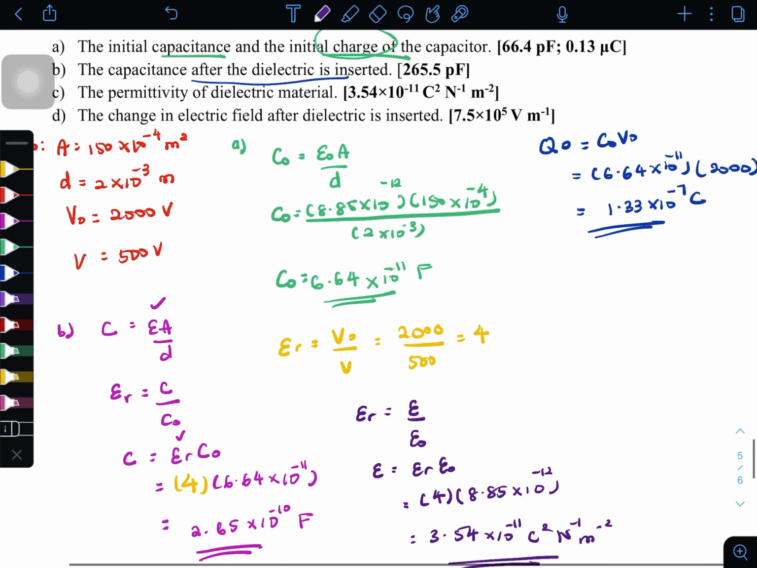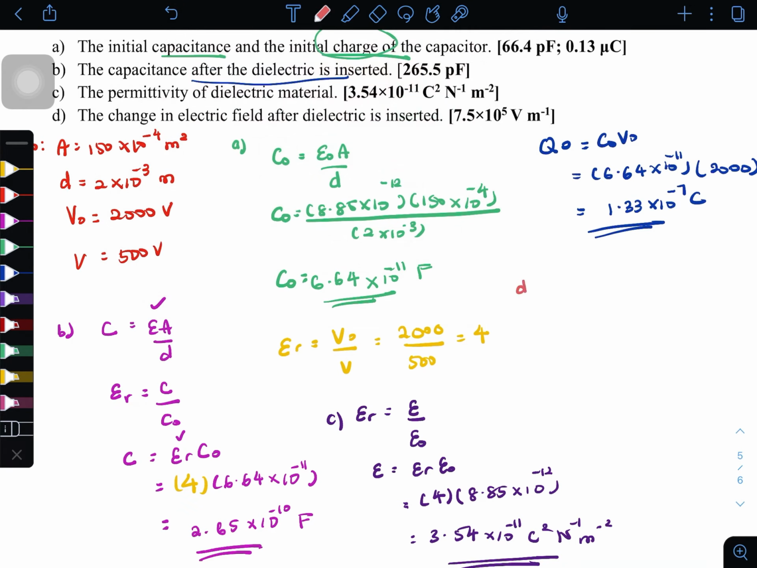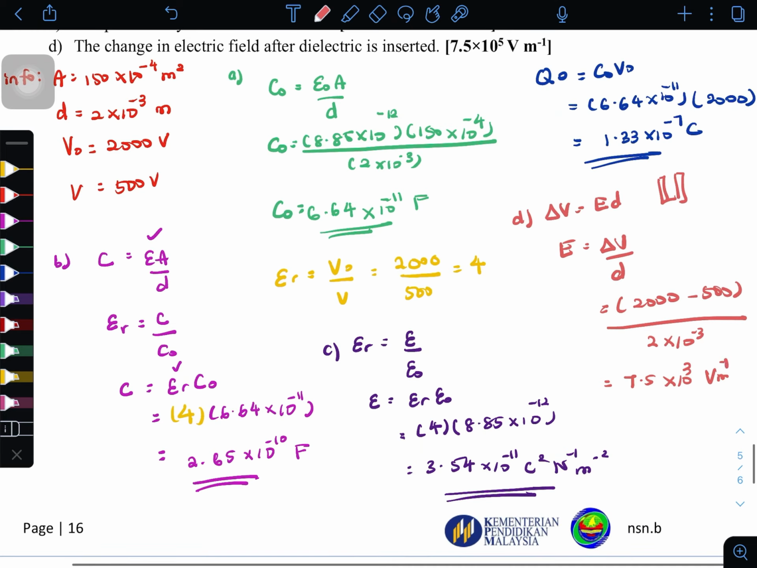Okay. So this is for C, and the last one for D, and for D dia minta delta E. So we know that delta V is equals to ED sebab dia ialah parallel plate. So kalau parallel plate, E is equals to delta V over D. So delta V ialah change 2000 minus 500 and divided by 2 eksponen negatif 3, kita akan dapat jawapan kita ialah 7.5 eksponen 3 volt per meter. Okay, so this is for D.